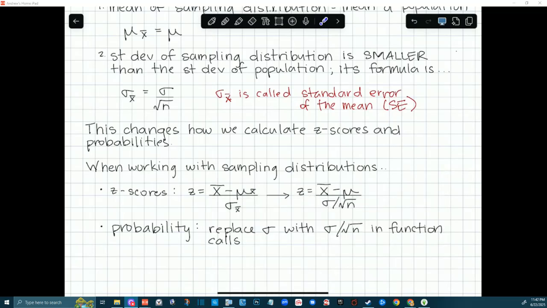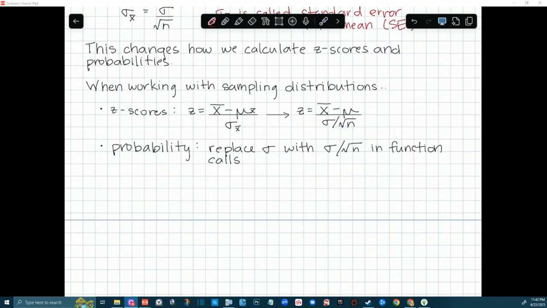For probability questions, as mentioned before, that last data value that normal CDF is going to ask for becomes sigma over square root of n instead of sigma. So if you are working with a list of raw data, so raw x values, you're using just the regular sigma for the population data. If you are working with samples of size n, meaning you're working with a sampling distribution, you need to use sigma over square root of n in those function calls.